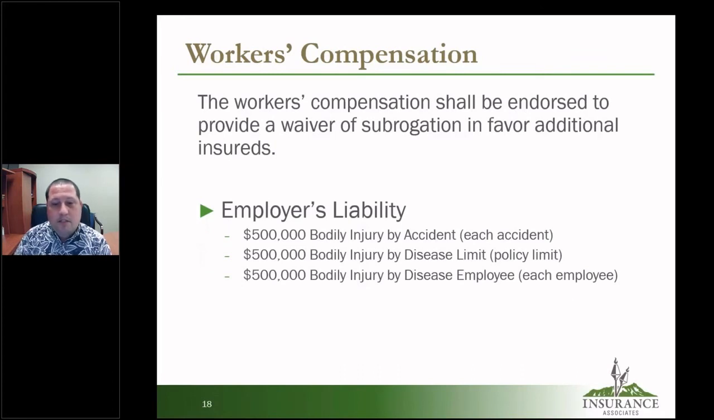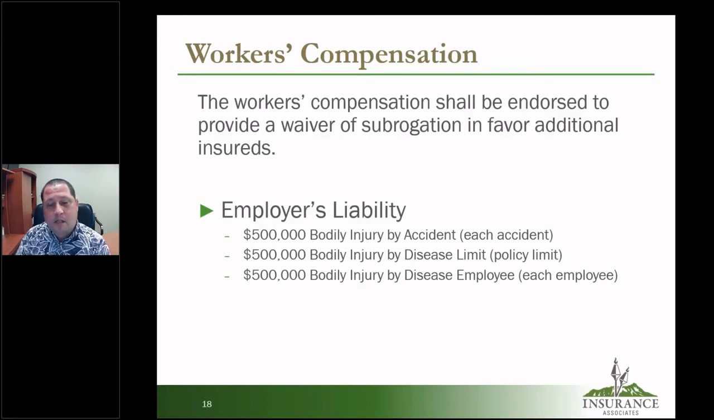Now, the workers' compensation policy has two parts. The first part is the statutory coverage that pays medical expenses and lost wages. This coverage has no limit because the state wants employees to be protected on the job. The employer's liability section covers pain and suffering and loss of consortium or the inability to have normal relationships with family.